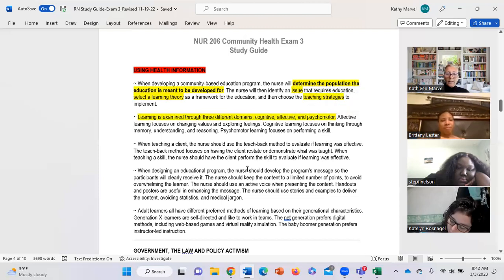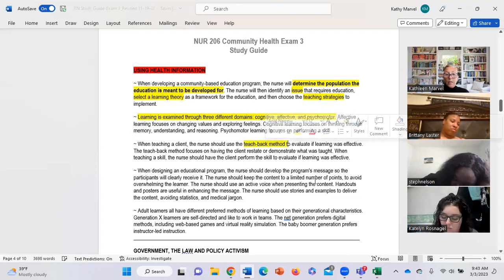The next bullet addresses teaching, teach-back method. When teaching a client, the nurse should use the teach-back method to evaluate what was effective. Right? And then the rest of this paragraph goes through why the teach-back method is important. Right? We want to have the client restate or demonstrate what was taught.